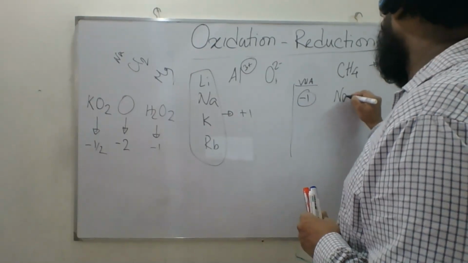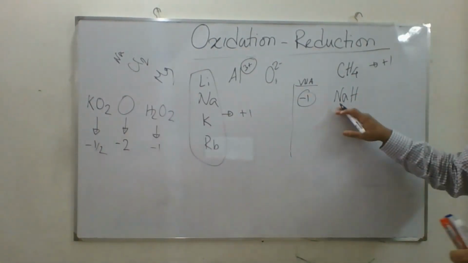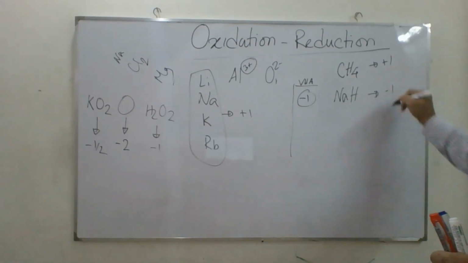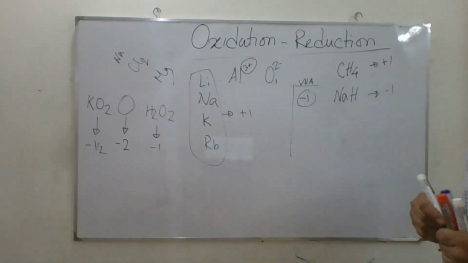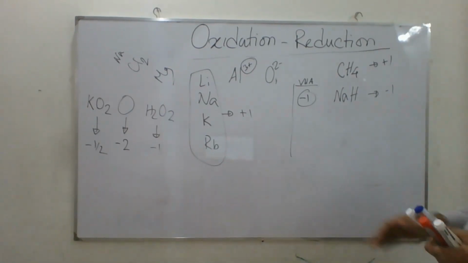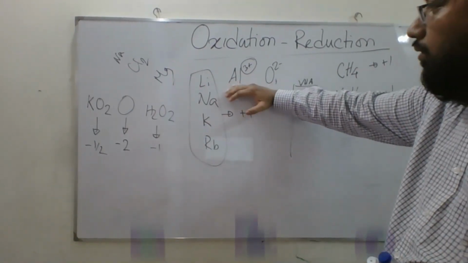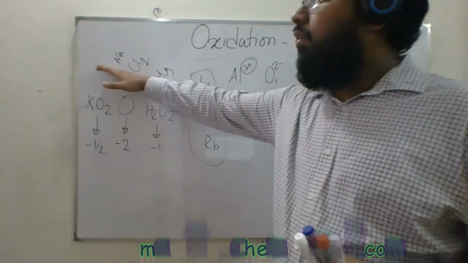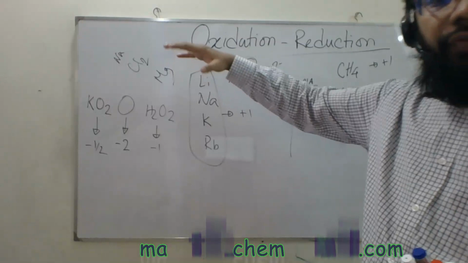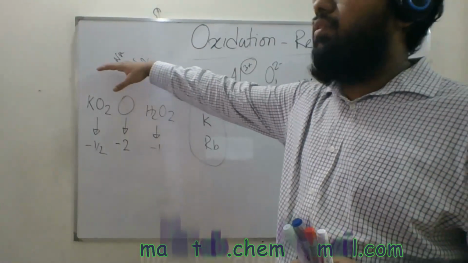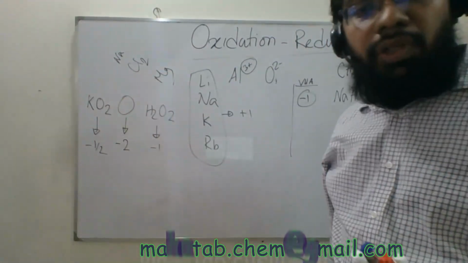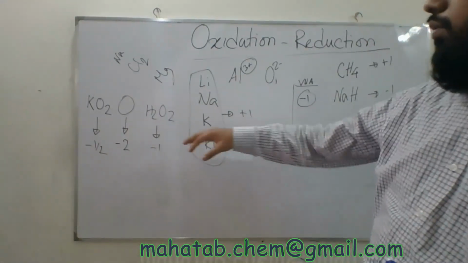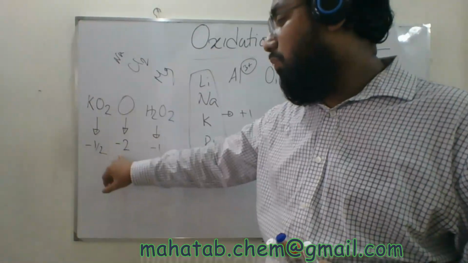Now, if hydrogen is attached to sodium, which is a more electropositive element than hydrogen, then it is -1. So if we summarize, we have some rules: ions have an oxidation number equal to their ionic charge. All elements in their normal condition, like magnesium, chlorine, and sodium, have an oxidation state of 0. If oxygen, then its oxidation number is -2.